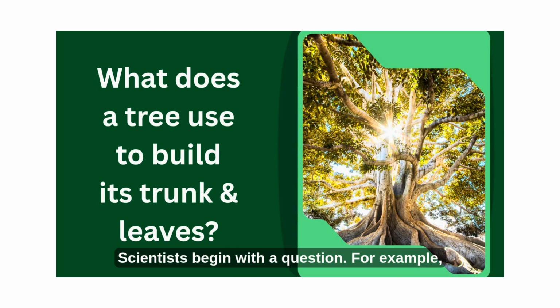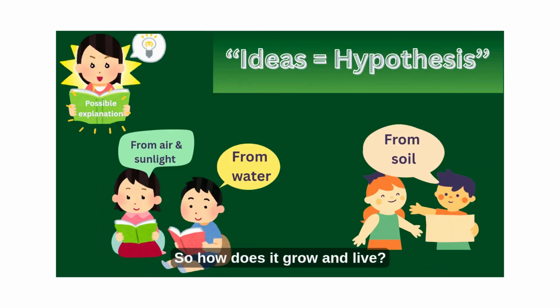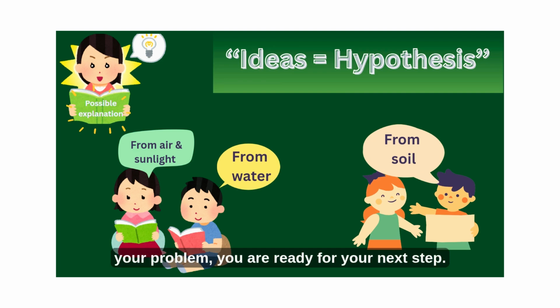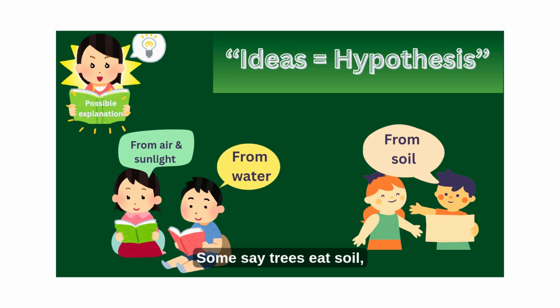Scientists begin with a question, for example, where does a tree get its food? Look at this big tree, it cannot move, so how does it grow and live? Different people give different ideas. These are called hypotheses. So once you have observed and researched your problem, you are ready for your next step: form a hypothesis. A hypothesis is an educated guess about how something works. Some say trees eat soil, some say water, some say air and sunlight. But how can we know which is correct?